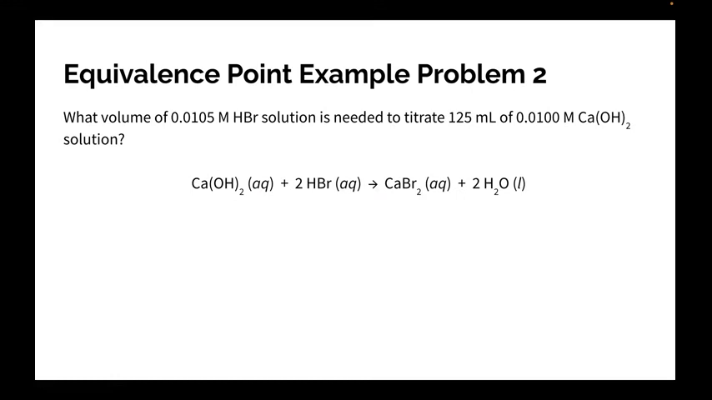Next, our last practice problem, we're asked what volume of 0.0105 molar hydrobromic acid, or HBr, solution is needed to titrate 125 milliliters of 0.0100 molar calcium hydroxide solution. Here we have our base. We're adding that to our acid, and it yields salt plus a water.